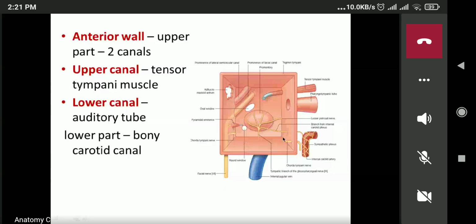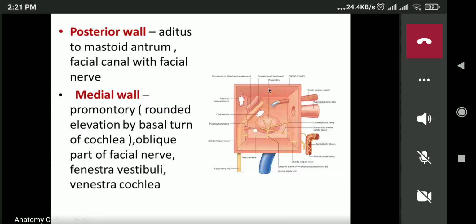Now the posterior wall. This is the roof, this is the floor, this is the anterior wall, and this is the posterior wall. In the posterior wall you have an opening known as the aditus to the mastoid antrum, because the middle ear cavity posteriorly communicates with the mastoid antrum. Posteriorly there is the mastoid antrum.